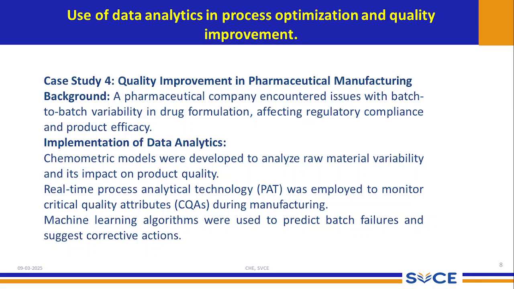A pharmaceutical company encountered issues with batch-to-batch variability in drug formulation, affecting regulatory compliance and product efficacy. So the implementation is data analytics and chemometric models. I will take a class about chemometric models and how to build them. A model will be developed to analyze the raw material variability and its impact on product quality. The raw material need not necessarily have the same quality.